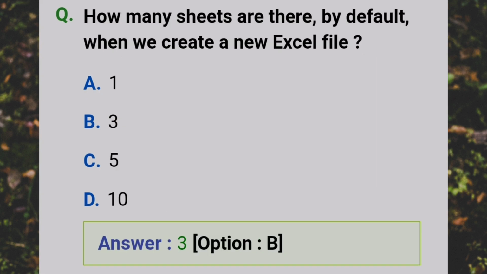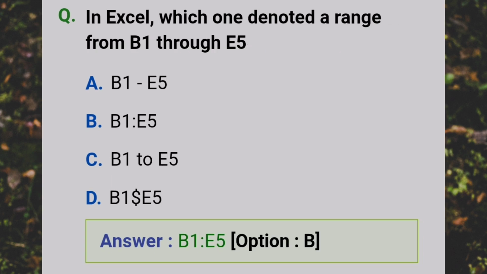How many sheets are there by default when we create a new Excel file? Answer B. 3. In Excel, which one denotes a range from B1 through E5? Answer B. B1:E5.